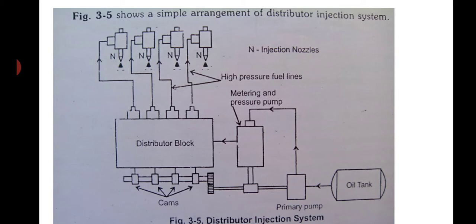fuel is applied to the individual nozzles through high pressure lines. So this is a simple arrangement of the distributor injection system.